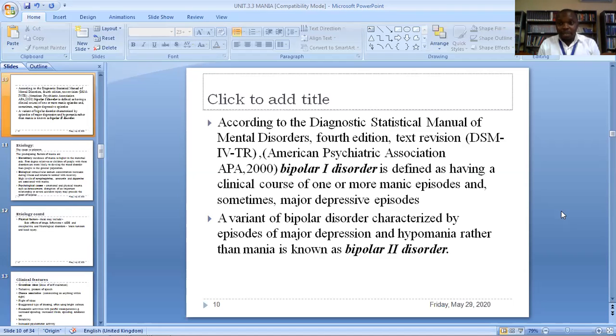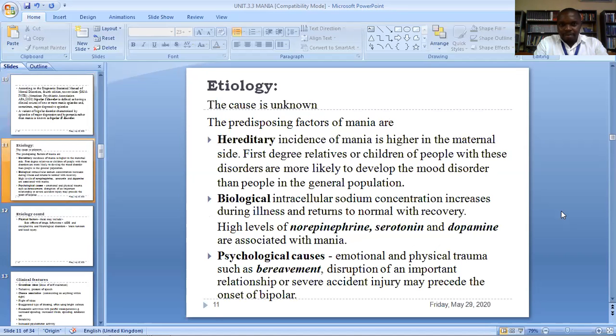Remember bipolar 1 disorder? This person should have more manic episodes and sometimes major depressive episodes. Then that will be bipolar 1 disorder. Now let's look at the etiology of mania. The cause of this condition is actually unknown, or idiopathic. However, there are predisposing factors to this condition.